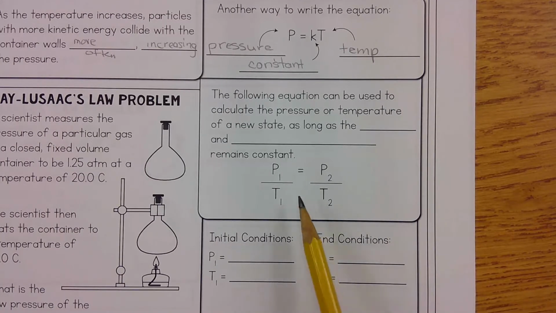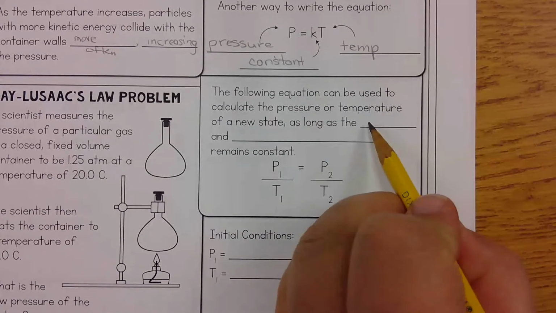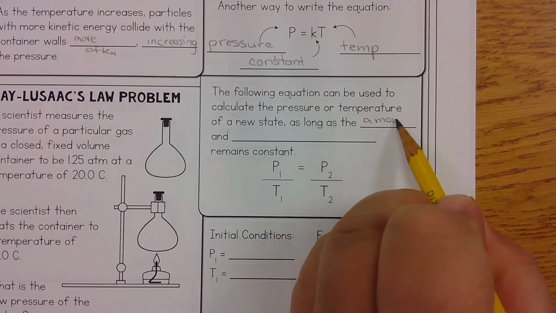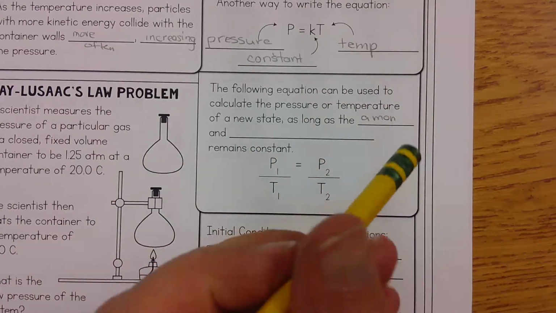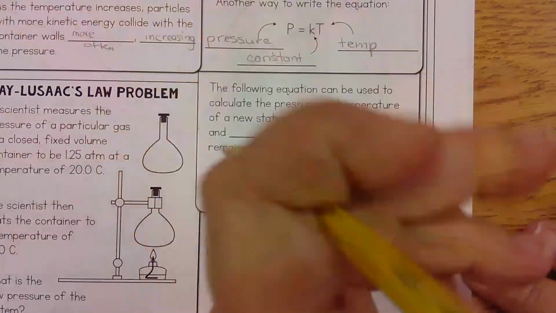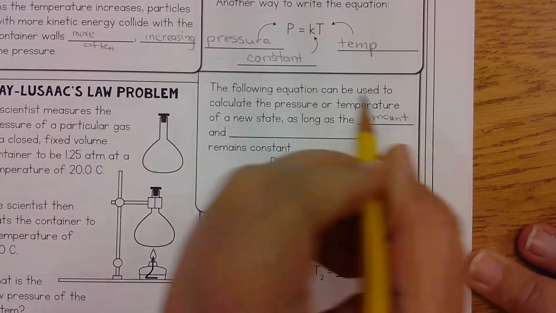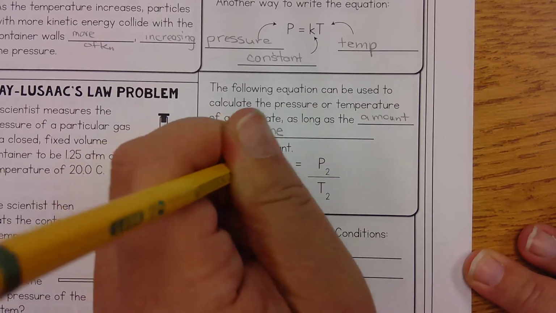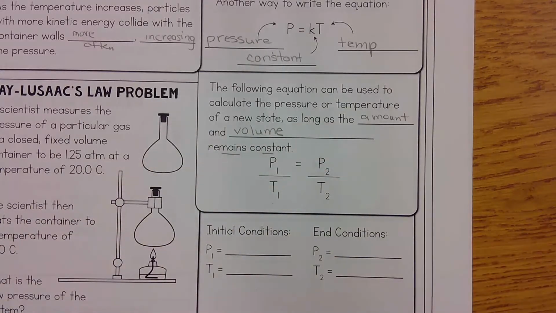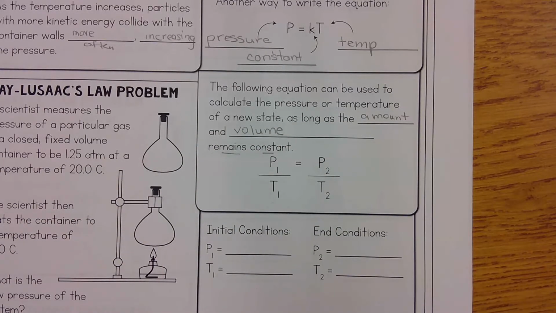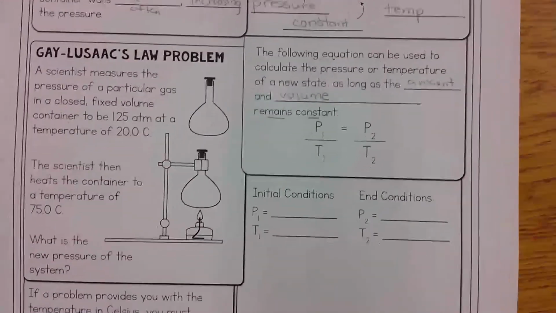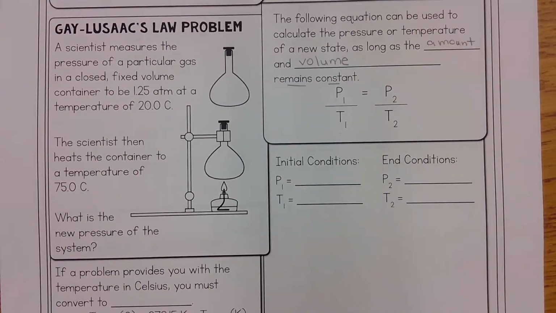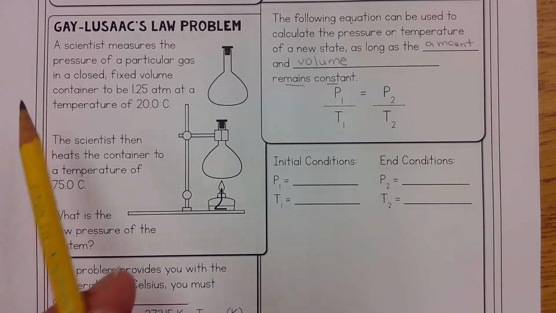Okay, but here's the usable equation. Pressure divided by temperature equals pressure divided by temperature. But remember, the amount and the volume remain constant. It's very important that the amount and the volume remain constant in order for this to work. Okay? All right.